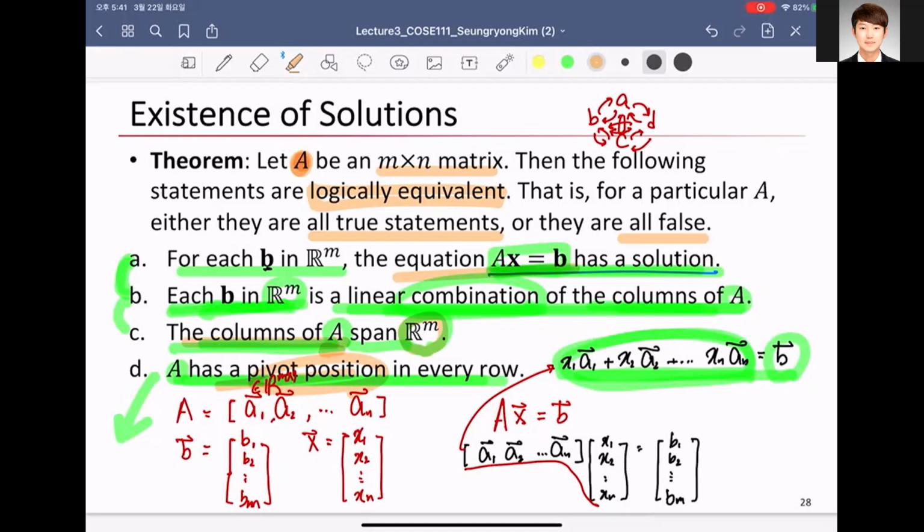그래서 뭐라고 싶은 거냐면, 우리가 A equals B로 왜 바꾸느냐를 생각해보면, A equals B로 바꿔봐요. 그리고 A의 pivot position들을 찾아봐요. pivot position들을 찾는 방법을 이제 여러 개 배우겠지만, pivot position을 찾아요. 근데 pivot position이 every row에 있어요. 그럼 우리가 솔루션을 풀지 않아도 우리의 AX equals B는 솔루션을 가지고 있다라고 할 수 있는 거예요.